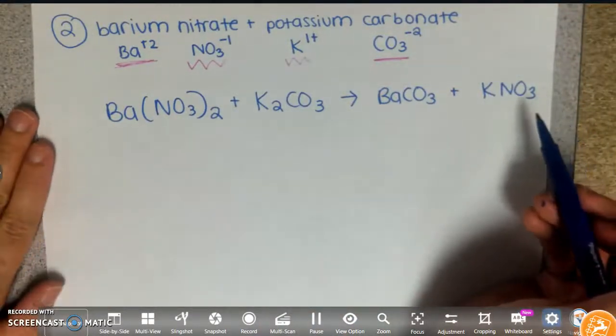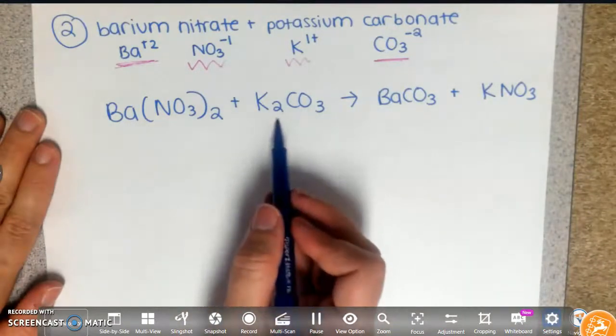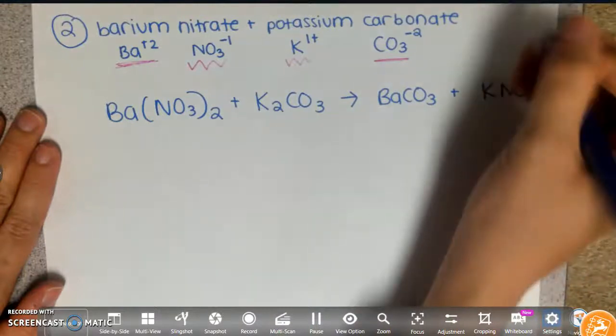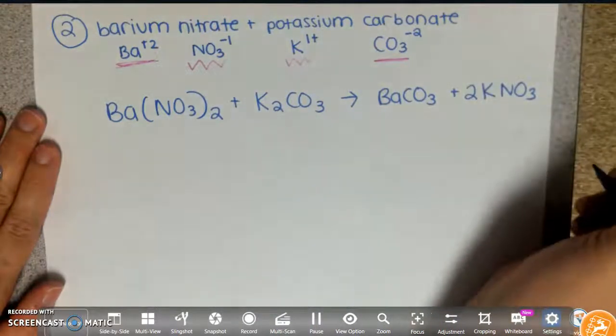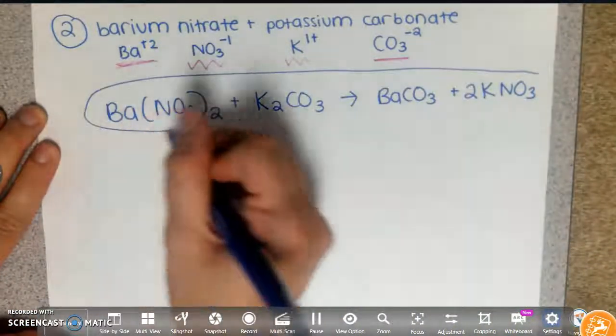Now this equation is not balanced. There's 2 nitrates on the left and 2 potassiums on the left. So in front of this, I'm going to write a 2. And then this equation is balanced. So that is part 1.